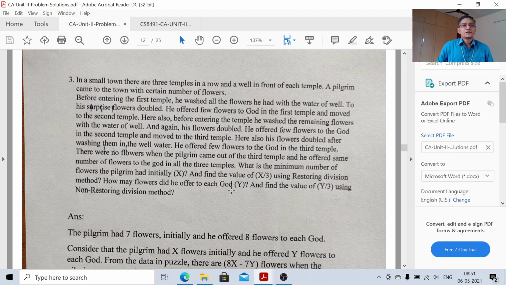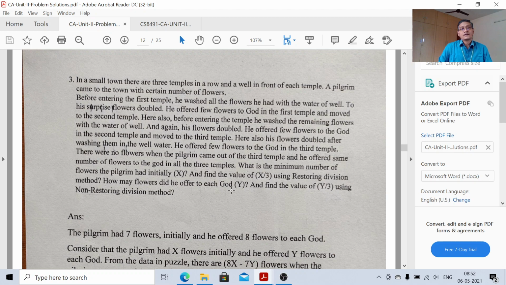So the problem statement given to us is: in a small town, there are three temples in a row and a well in front of each temple. A pilgrim came to the town with a certain number of flowers. Before entering the first temple, he washed all the flowers he had with the water of the well. To his surprise, the flowers doubled. So he offered a few flowers to God in the first temple and moved to the second temple.